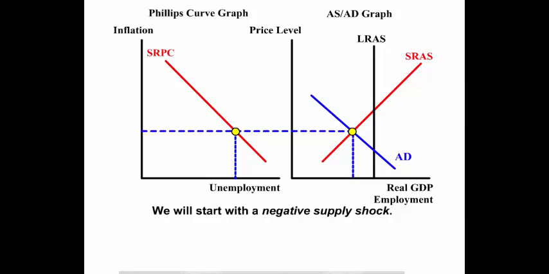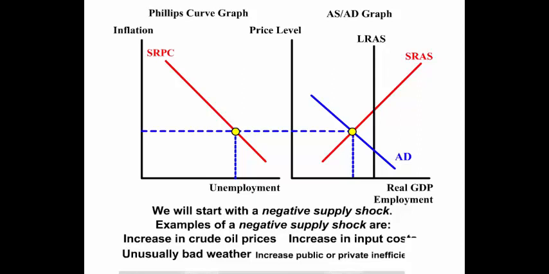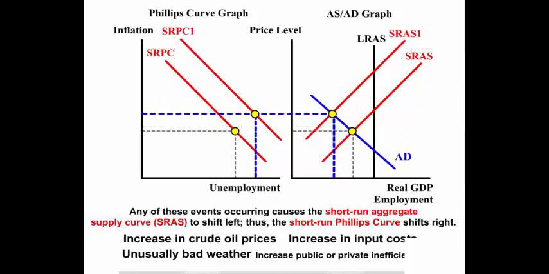We'll start with a negative supply shock. Examples of negative supply shock are increase in crude oil prices, unusually bad weather, increase in input costs, increased public or private inefficiencies. Any of these events occurring causes the short-run aggregate supply curve to shift to the left, thus the short-run Phillips curve shifts to the right.